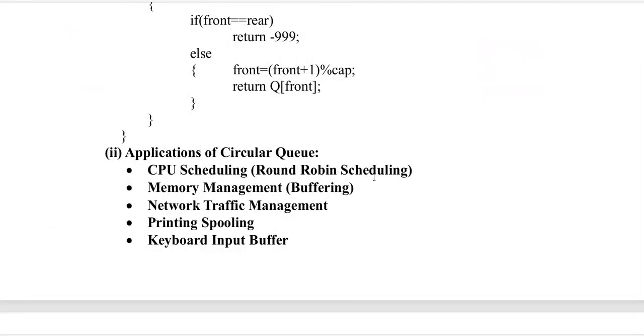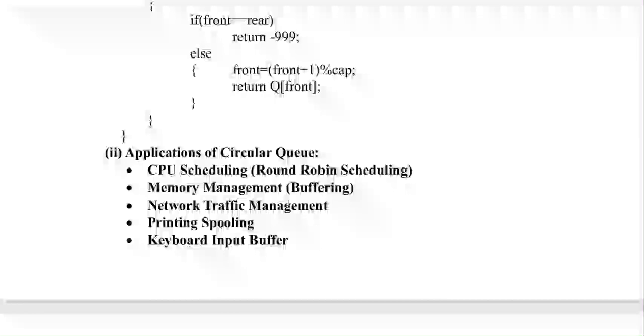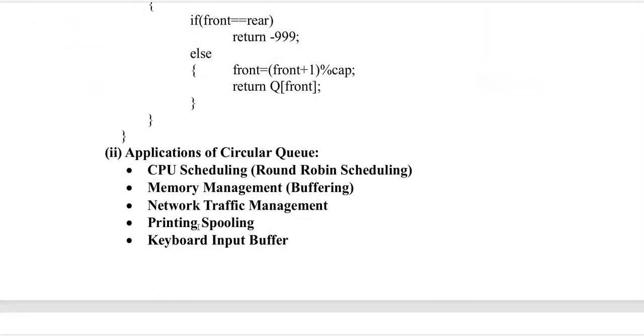Application of circular Q, actually application of circular Q, DQ, Q, all are similar. It is CPU scheduling, memory management, network traffic management, printer spooling, keyboard input buffer.